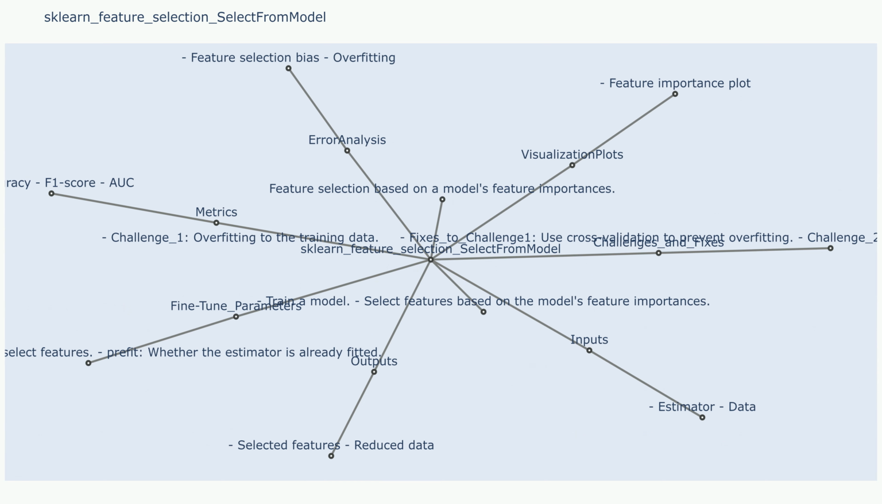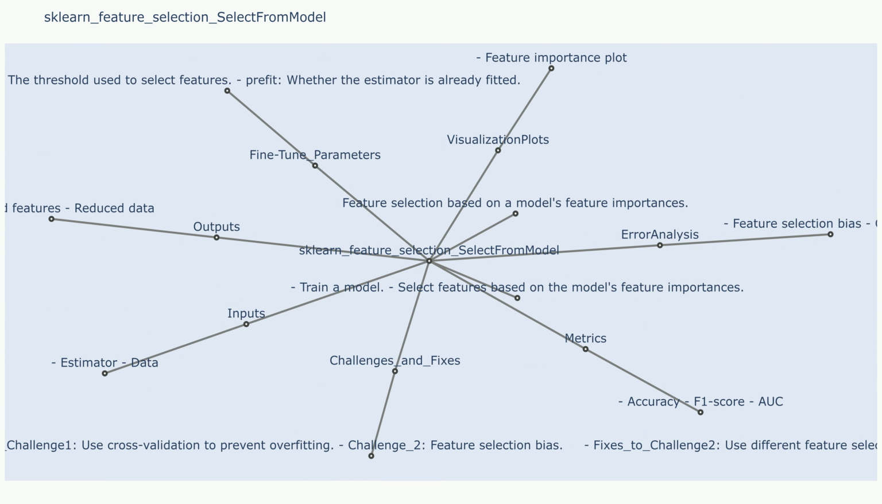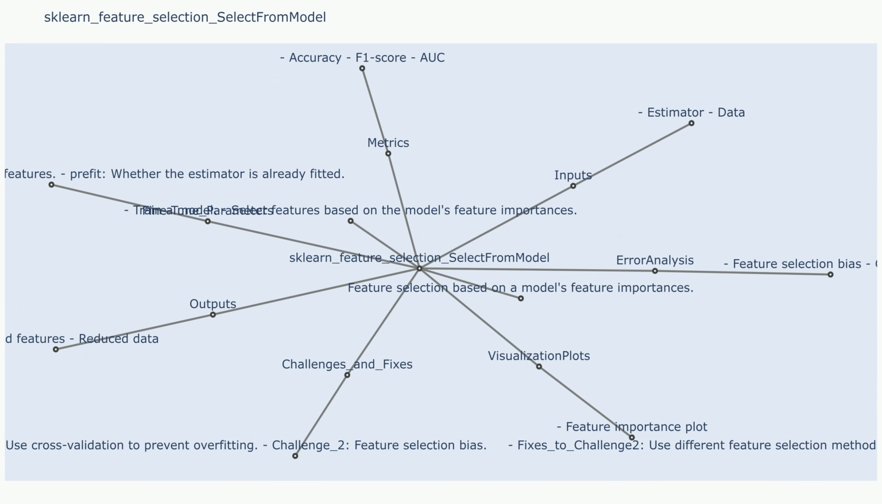Challenge 2: feature redundancy. The selected features might be highly correlated, meaning that they provide similar information. Sample use case: selecting features like temperature in Celsius and temperature in Fahrenheit will result in redundant features.